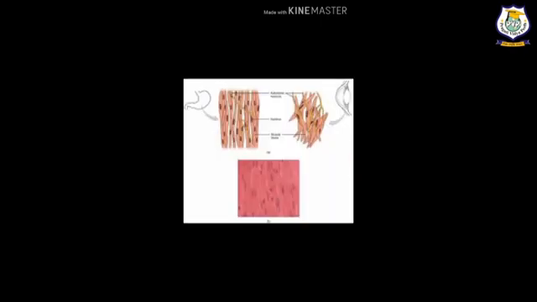Second, smooth muscle fibers. Most involuntary muscles have smooth muscle fibers. Mostly involuntary muscles are made up of smooth muscle fibers. These are long and narrow at the ends. These muscles do not have bands.